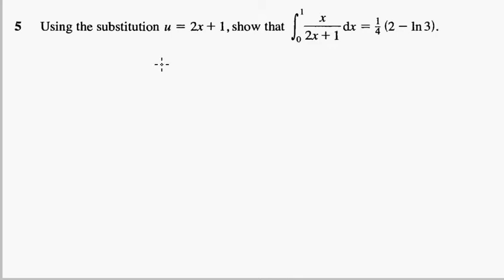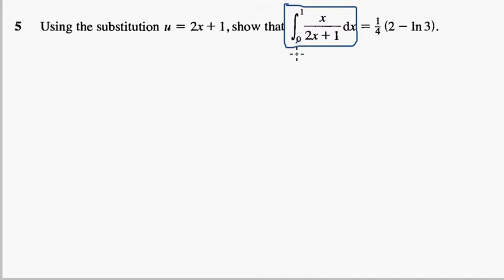Okay, question 5, integration by substitution. Now, when you integrate using a substitution, you need to be very careful. This integral as it stands is all in terms of x. When we change the variable that we integrate with respect to, this dx means we're integrating with respect to x. As soon as we change that to integrating with respect to u, we have to change everything in this equation around so that it's all associated with u.